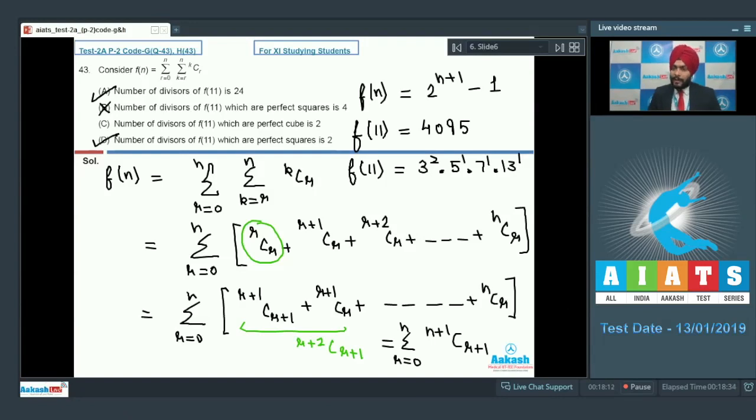Talking about perfect cube, we can clearly see that there is no perfect cube except unity. So there is only one perfect cube which is the divisor of F11. C option is wrong. Final answer rests as AD. Okay. Let us move on to 44.